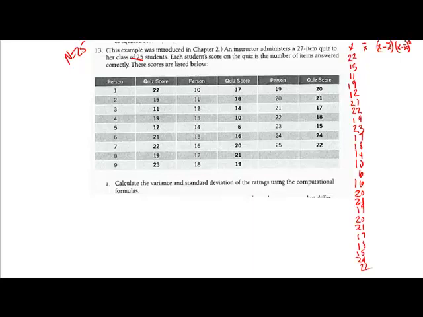So here's your answers for 13. S squared is 19.89 and S is 4.46. Remember, you're going to be close because of rounding and things like that, but that's what you should have gotten. I hope you did a good job and you didn't just chicken out like I did.